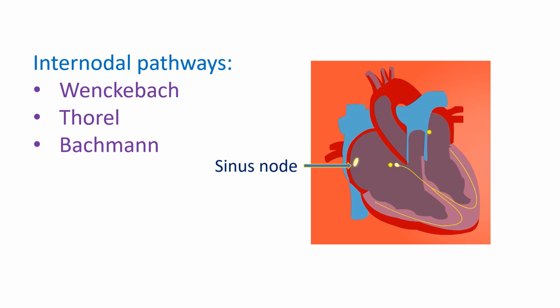cava. Signals from sinus node travel to the AV node through three internodal pathways. They are Wenckebach, Thorel and Bachmann bundles. Bachmann bundle gives a branch to the left atrium also.